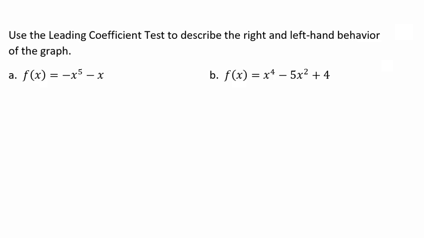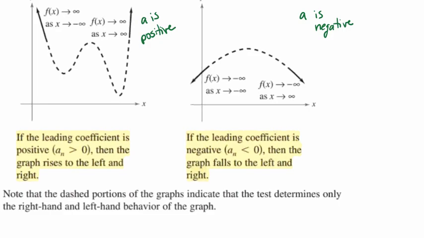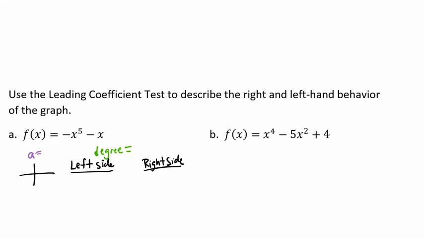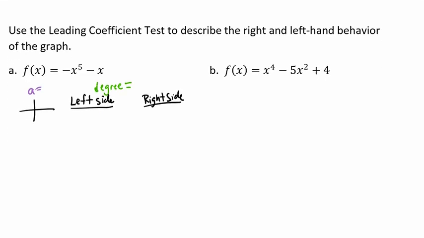Let's do an example. Here we're going to use the leading coefficient test to describe the right and the left hand behavior of the graph. So what do we need? We need to know, is our a positive or negative? Is the degree even or odd? And then what that looks like, so we can talk about it.